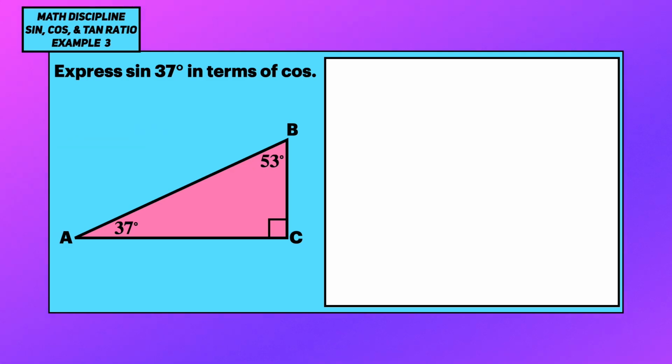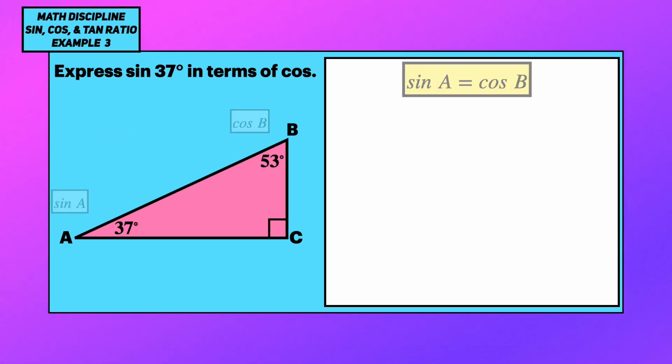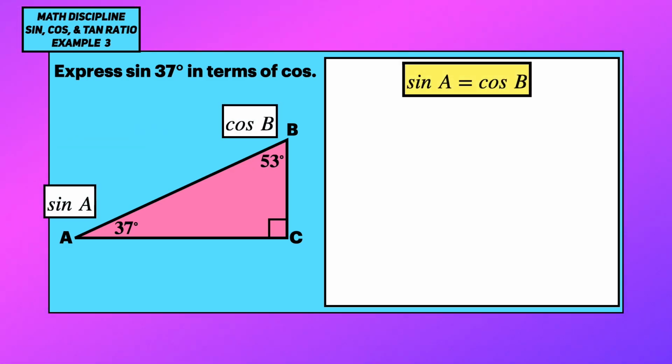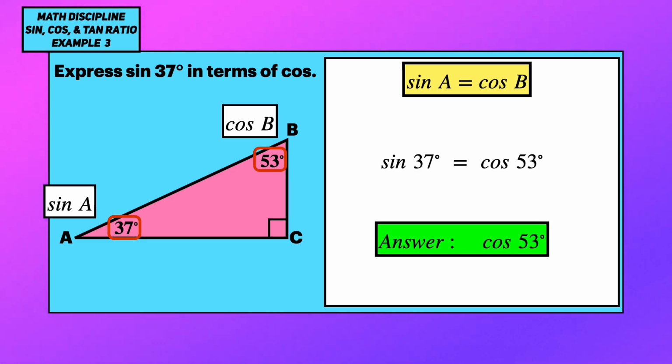Okay, so now that we know the measure of angle A and angle B, we can very easily answer our question. Since we learned in example 2 that the sine of A will always equal the cosine of B, the measure of angle A is 37 degrees and angle B has a measure of 53 degrees. So just substitute 37 and 53 for A and B, and that gives us sine of 37 degrees equals cosine of 53 degrees. Our answer is cosine 53 degrees. You can check this in your calculator. If you enter sine 37 degrees into your calculator, then enter cosine 53 degrees, you'll see that they both give you the same ratio, which is approximately 0.6.